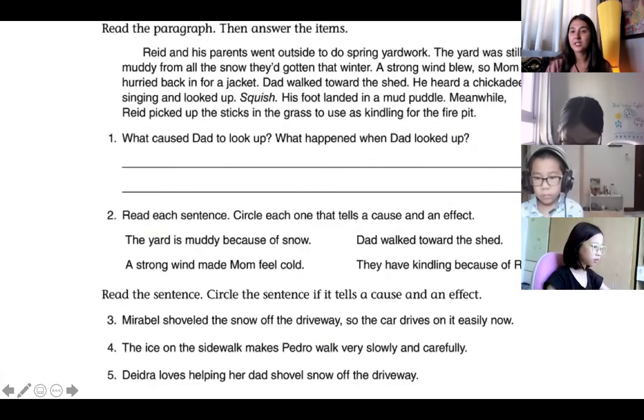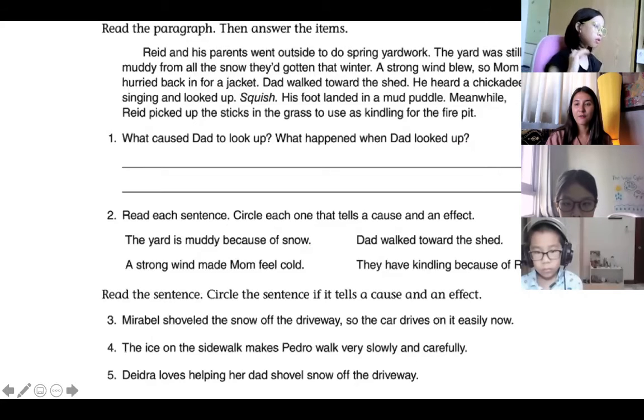We had a couple of pages about causes and effects for homework last night. Read the paragraph. Can you read the paragraph for me, please?